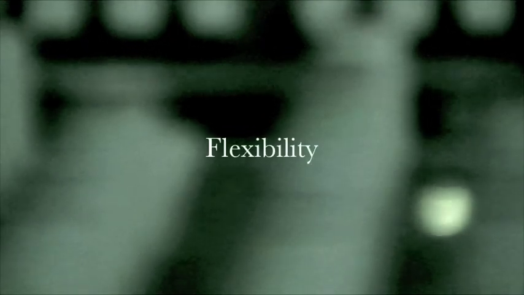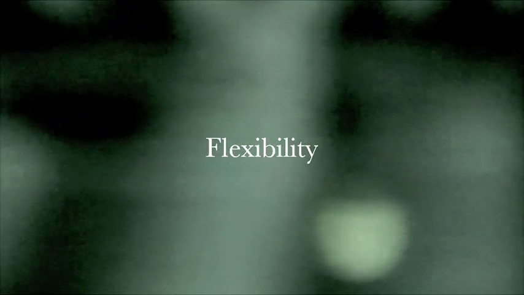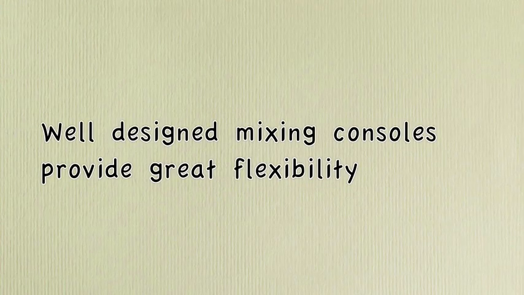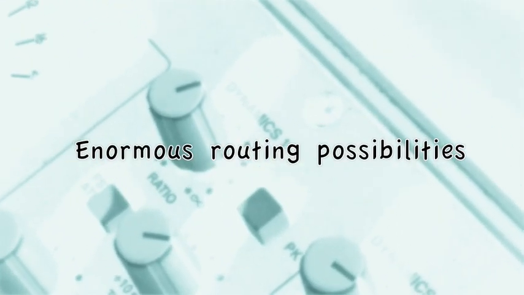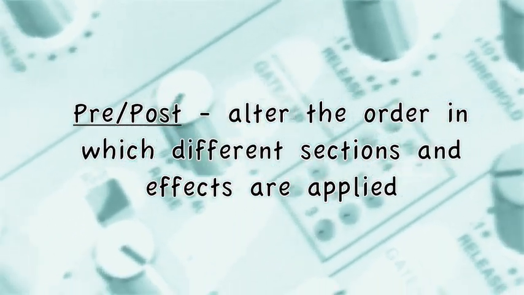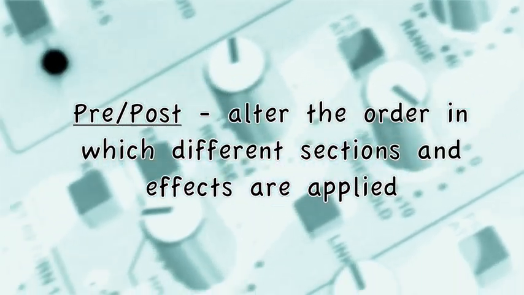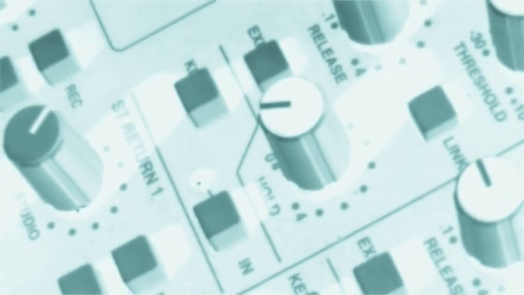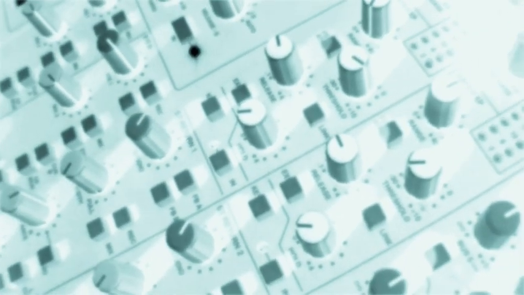One of the most important features that a good console can provide is flexibility. This has to do with how well a mixing desk has been designed. It mainly depends on the set of a console's connections, as well as all the available controls and sections. For example, a well-designed console provides enormous routing possibilities, as well as pre-post options for altering the order in which different sections and effects are applied, or for altering the functions of a slider.